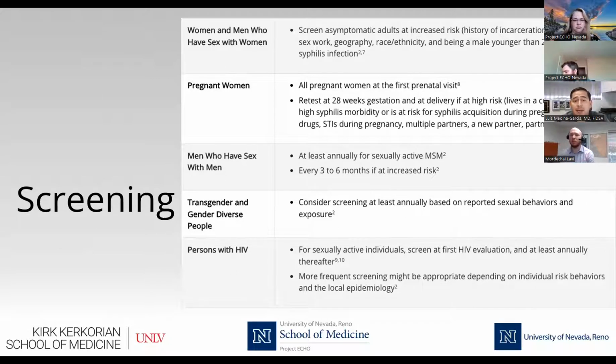In men who have sex with men, the recommendations are to test at least annually in those that are sexually active, or every 3 to 6 months if they are believed to be at increased risk due to sexual behaviors. In the transgender and gender diverse population, it really just tells you, look, based on the sexual behaviors that they report is how often you should test. And in persons with HIV that are sexually active, you have to screen them at least at the first HIV evaluation and then annually thereafter. But if they do report high risk sexual behaviors, then more frequent screening is appropriate. Next slide.